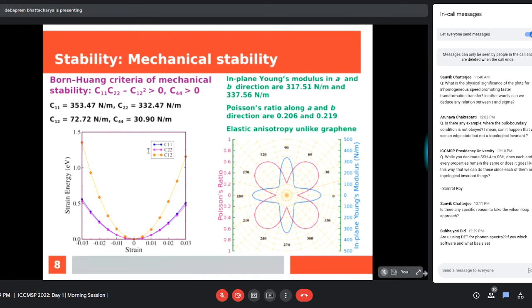In this respect we have also calculated the in-plane Young's modulus and Poisson's ratio of the structure. It shows an angular variation, which means it's an elastically anisotropic material unlike graphene. Its Young's modulus in the A and B directions are respectively 317.51 Newton per meter and 337.56 Newton per meter. This value for graphene is close to 345 Newton per meter. The Poisson's ratio is 0.26 in the A direction and 0.219 in the B direction.